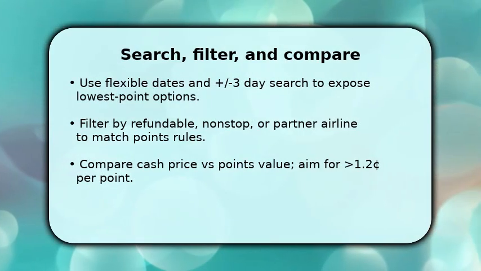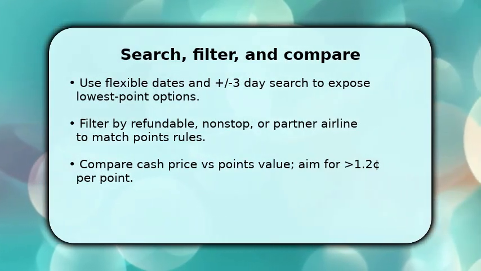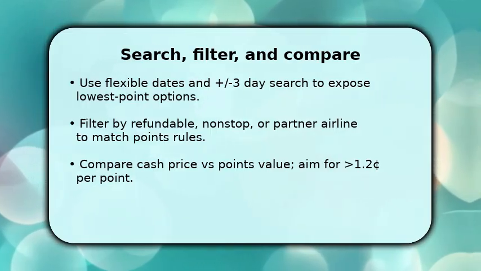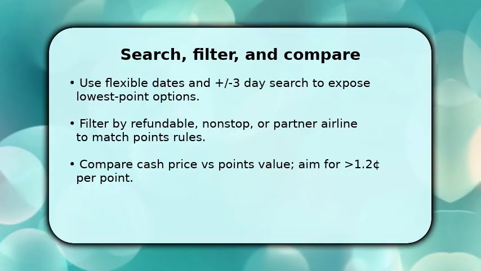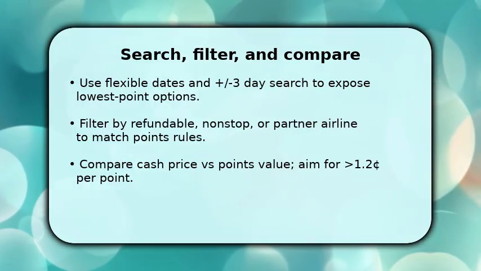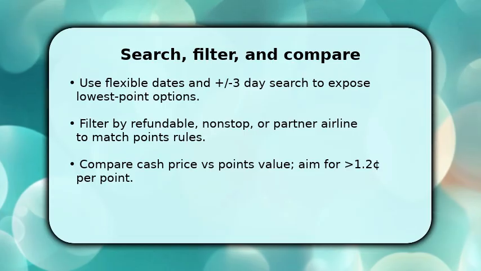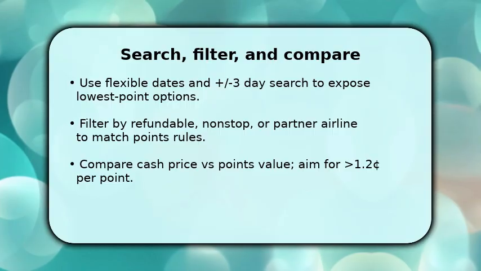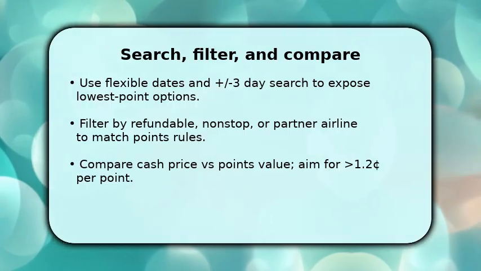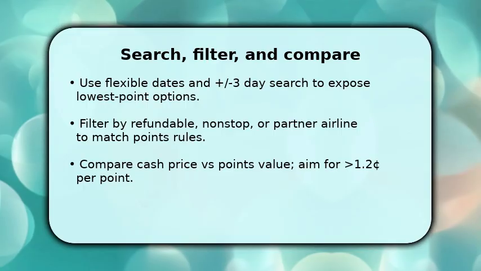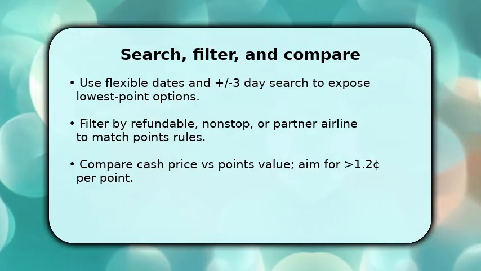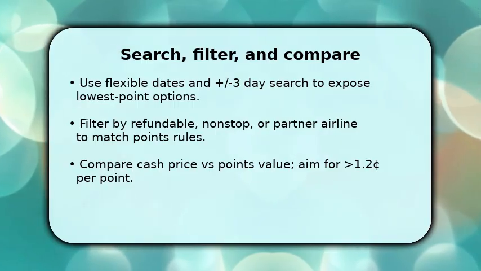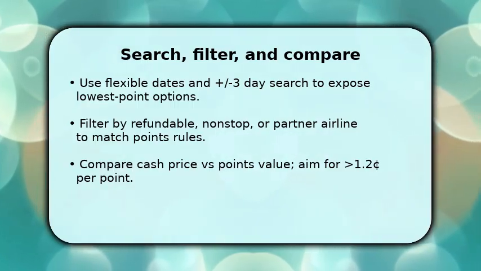Now you'll run targeted searches. Pick flexible dates and use the 3-day window to surface cheaper point redemption fares. Once results appear, filter for partner airlines, non-stop flights, or refundable tickets depending on the points policy you checked earlier. This avoids surprise ineligibility. Then compare the cash price against the points cost. You want a minimum value threshold. Usually around 1 point equals 1 to 1.25 cents.